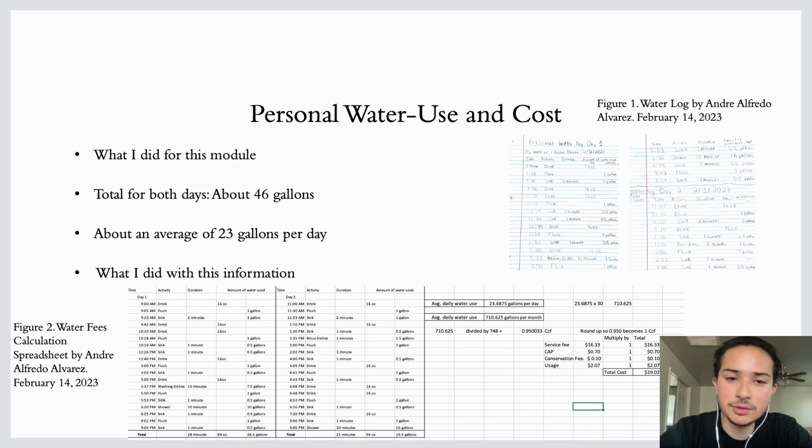Next, we'll talk about the personal water use and cost module. In this module, we were tasked with making a water use log for 2 days. In my log, as you can see on the right, I included every time I drank water, flushed, showered, used the sink, and washed the dishes, and came up with a total. Over the course of these 2 days, I used about 46 gallons of water, which is an average of 23 gallons per day. With this information, I then found out the averages of how much my water fees would be. The fees in question were service, cap, conservation, and usage fees, and I found all these amounts by using the spreadsheet you can see at the bottom.